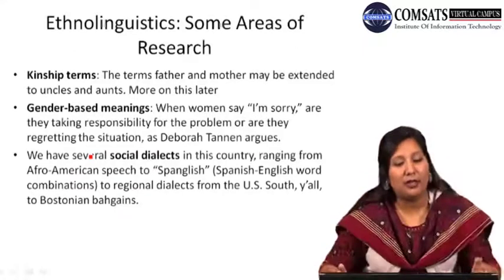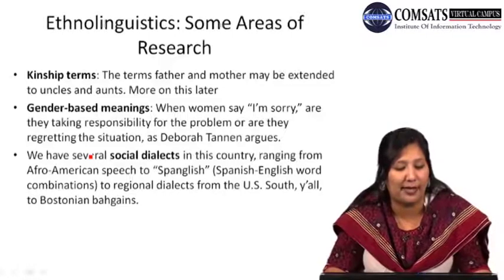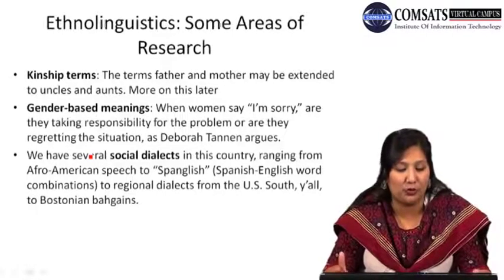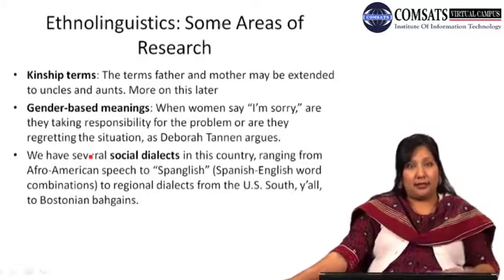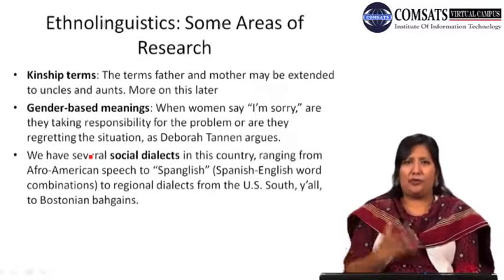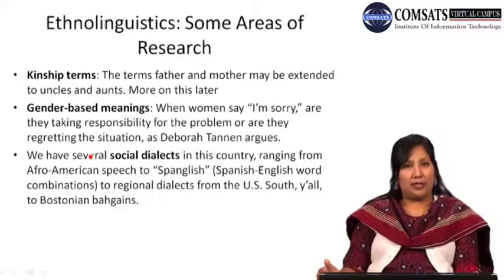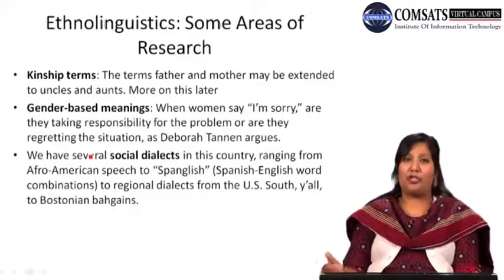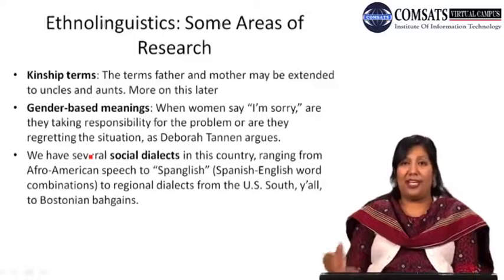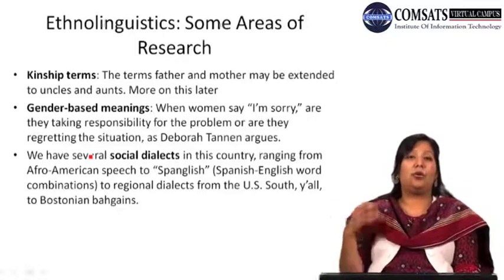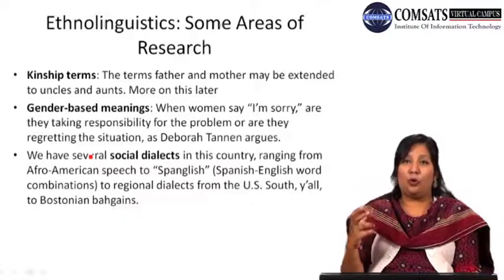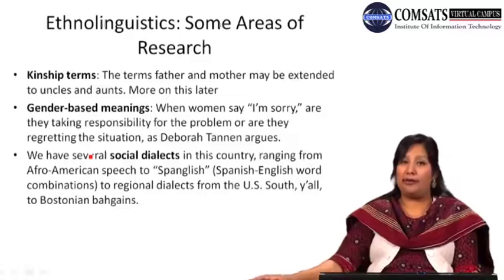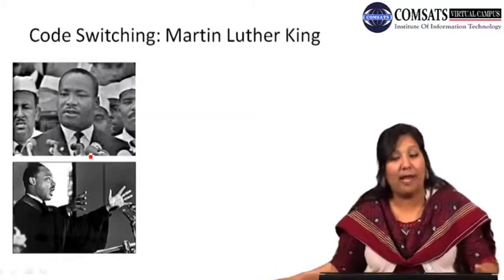Then the next is, we have several social dialects in this country, ranging from Afro-American speech to Spanglish, Spanish-English word combinations, to regional dialects from the US South to Bostonian dialects. So there are different dialects, different regional varieties. When we talk about ethnolinguistics, language, culture and communication, there is vast research that can be done in this area. These were only a few of the key areas that we were having a look at, trying to explore what can be researched in these specific areas. Code switching and Martin Luther King.